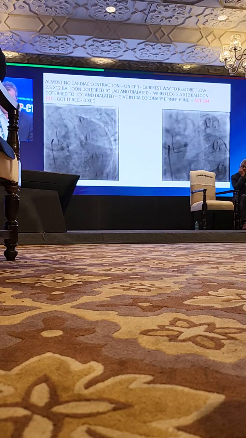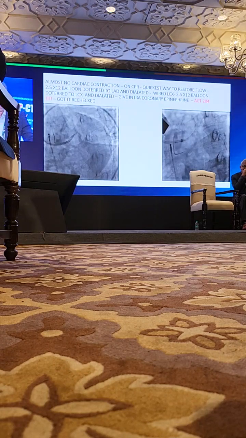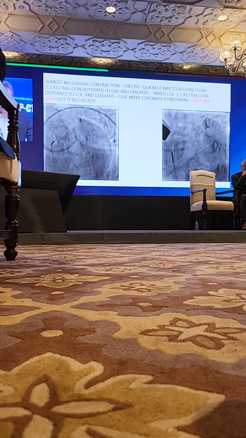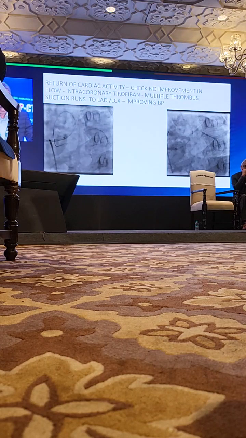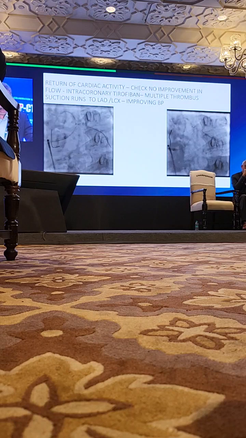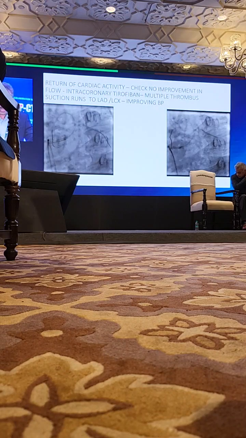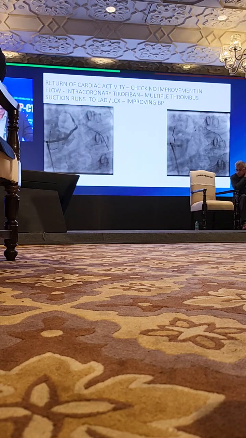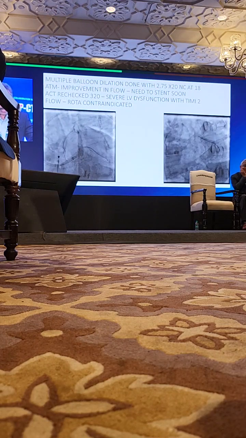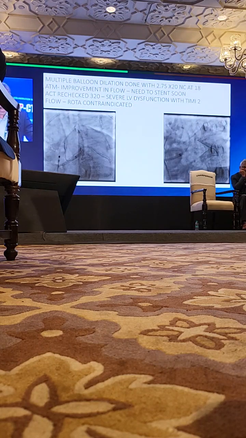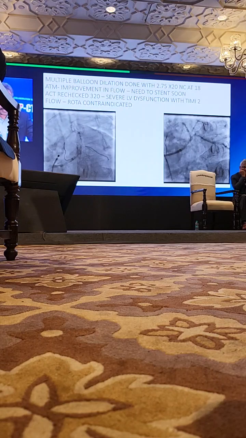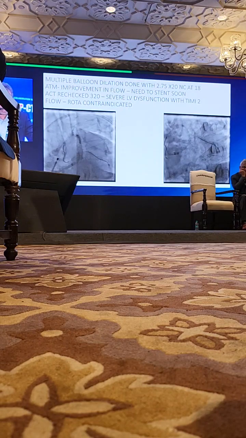The sister informs us that the ACT is 284, so it's not heparin resistance or inadequate anticoagulation. We ask them to recheck the ACT. With the epinephrine, some cardiac contraction comes back, but still there is no improvement of flow at all. We give intracoronary tirofiban, and multiple thrombosuctions are done to the LAD and L6. Some blood pressure comes up by now, but still we don't have any flow. We continue balloon dilatations, with a 2.75 non-compliant balloon at 18 atmospheres. We get some flow, but the patient repeatedly goes into VT. We check the ACT again, it's 320, so it's not because of inadequate anticoagulation.